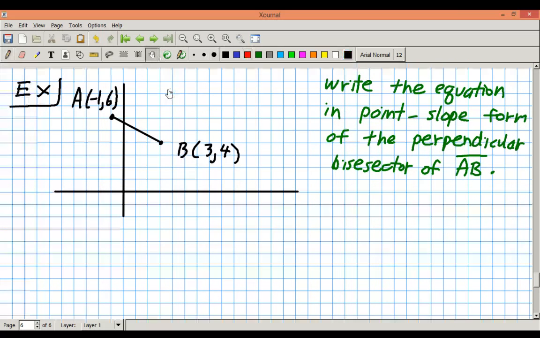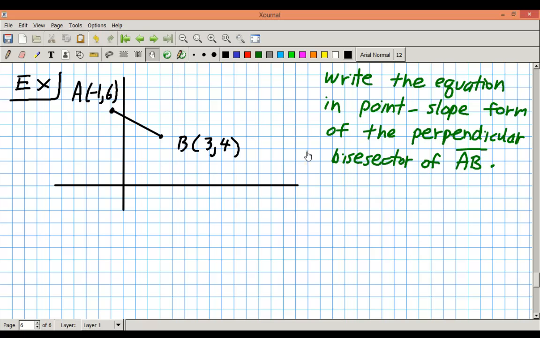Okay, so our last example today is going to be one that you're going to have to really think about to understand. You see here in this screen a line segment AB, and the endpoints of that line segment are given. Our job is to write the equation in point-slope form of the perpendicular bisector of this segment. So roughly, that perpendicular bisector will look something like that. So that red line is going to be the perpendicular bisector of segment AB, and we want to write its equation in point-slope form.